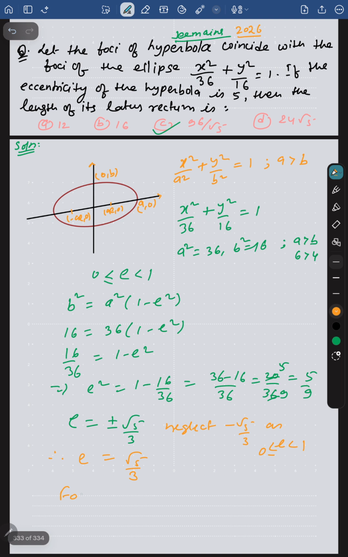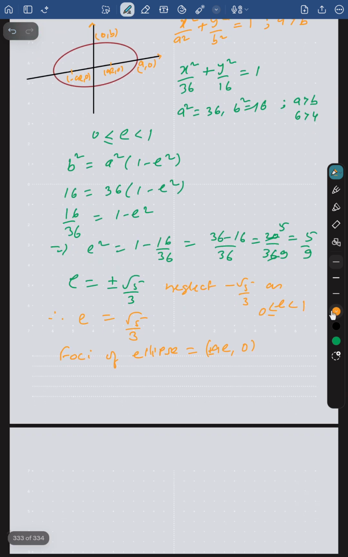Also, because the question says the foci of the ellipse and hyperbola coincide, the foci of the ellipse in our case are (plus minus ae, 0). Here also we will discuss only the positive point of the foci, that is ae. Till now we have discussed the ellipse. Now we will discuss our hyperbola.